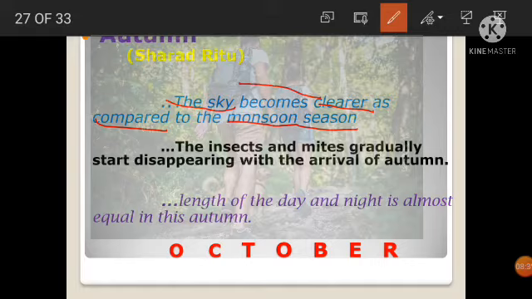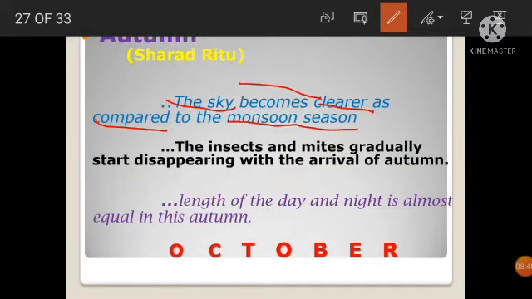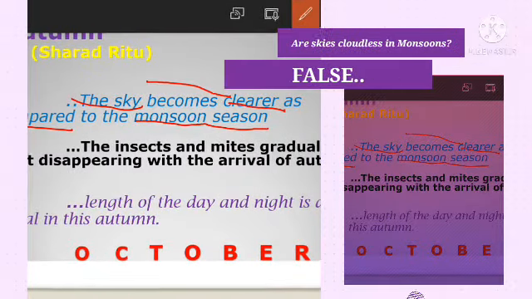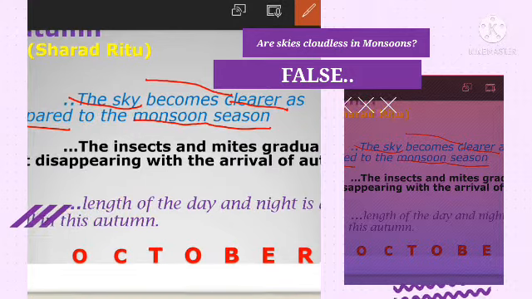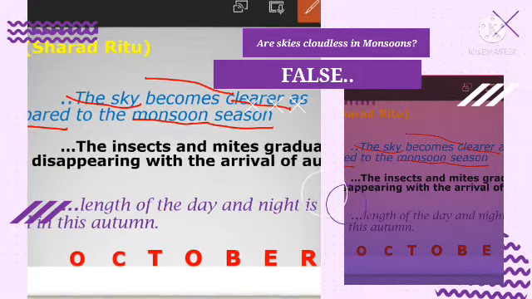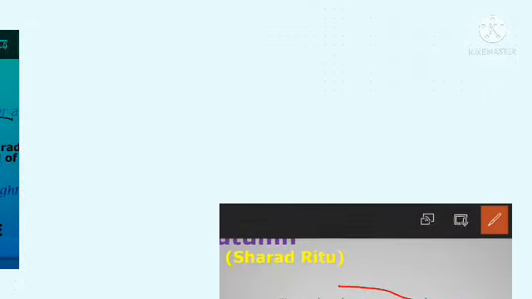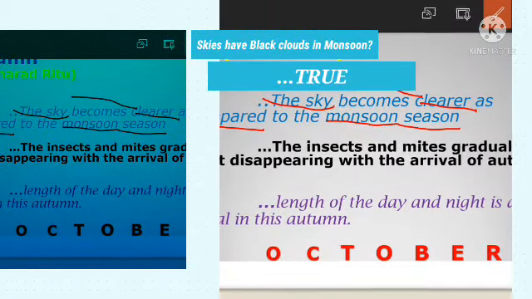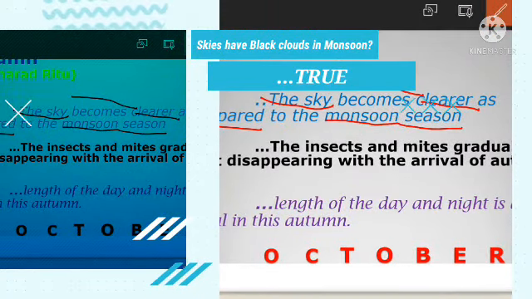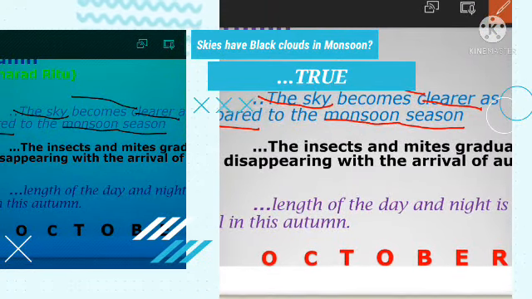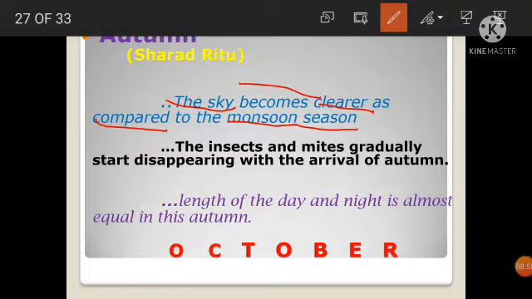Okay, let me put you a question. Are the skies clear in the monsoon or the rainy season? Let me put that in a statement form. The skies have no clouds in the monsoon season. True or false? False. The skies are filled with black clouds in the monsoon season. True or false? True. Very good. This is what I wanted you to learn, beta.